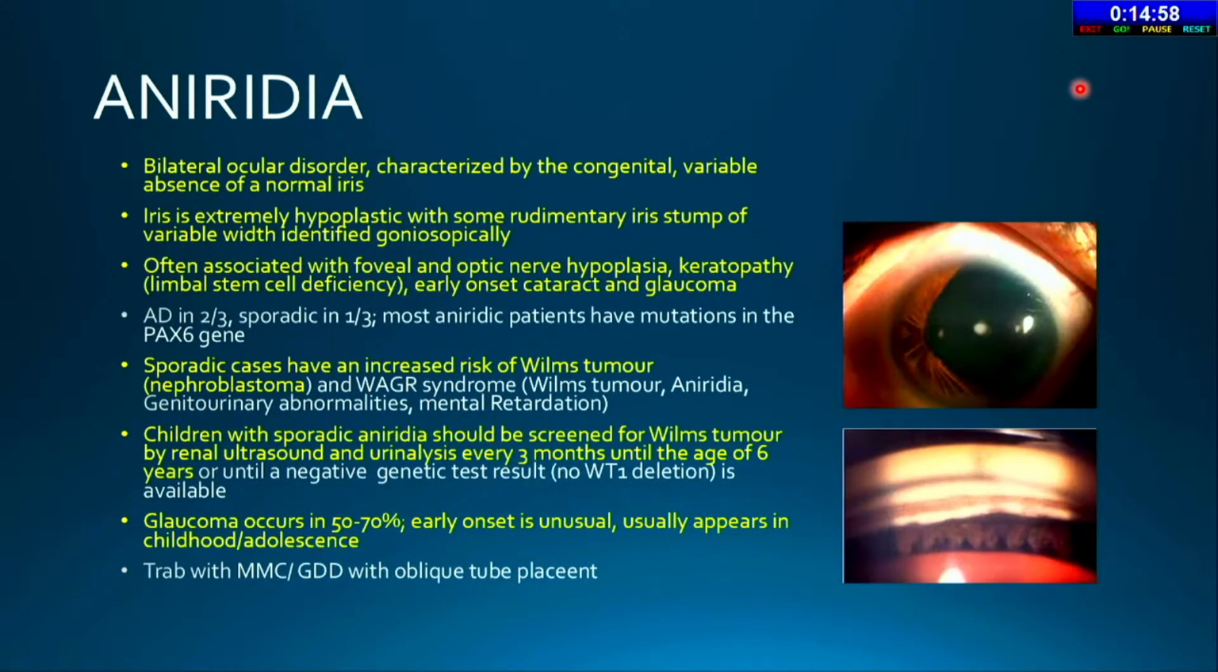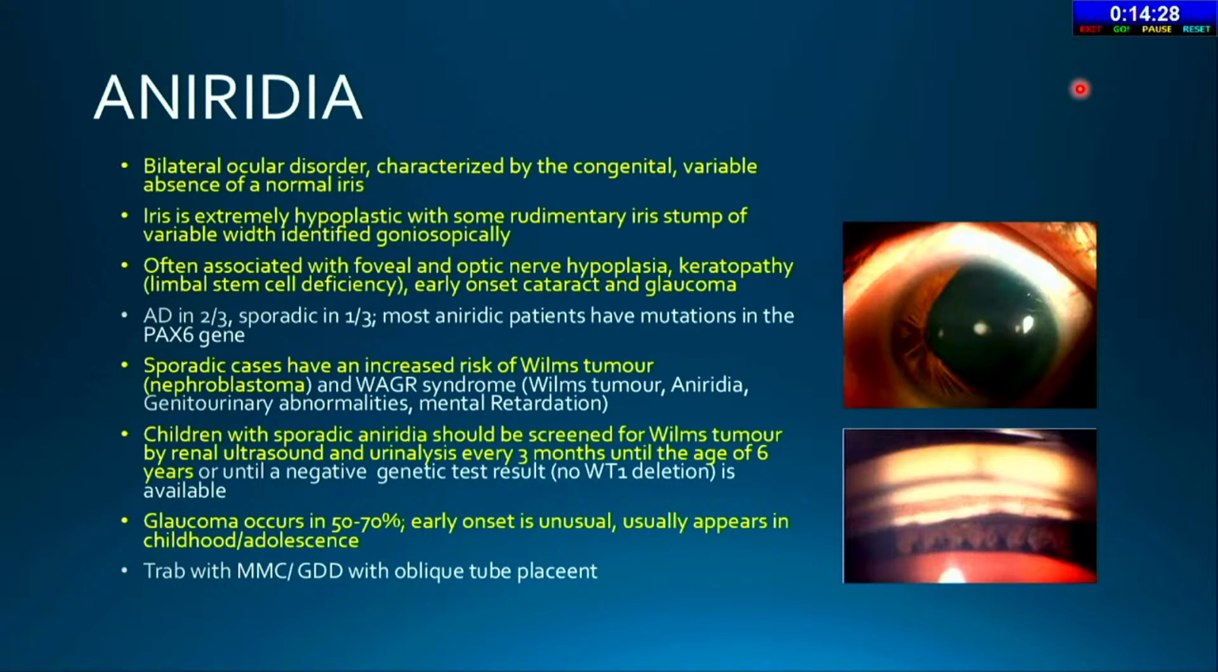Then what is the diagnosis? This is aniridia. You have a very hypoplastic iris. The term is a misnomer because the iris is not totally absent, but it's a grossly hypoplastic iris. And if you do a gonioscopy, you will find a rudimentary iris stump. And you remember, aniridia is not only restricted to the iris. There are other problems, like foveal and optic nerve hypoplasia. There is keratopathy due to limbal stem cell deficiency, and these children have cataract and glaucoma, and the incidence of glaucoma is as high as 50 to 70%.